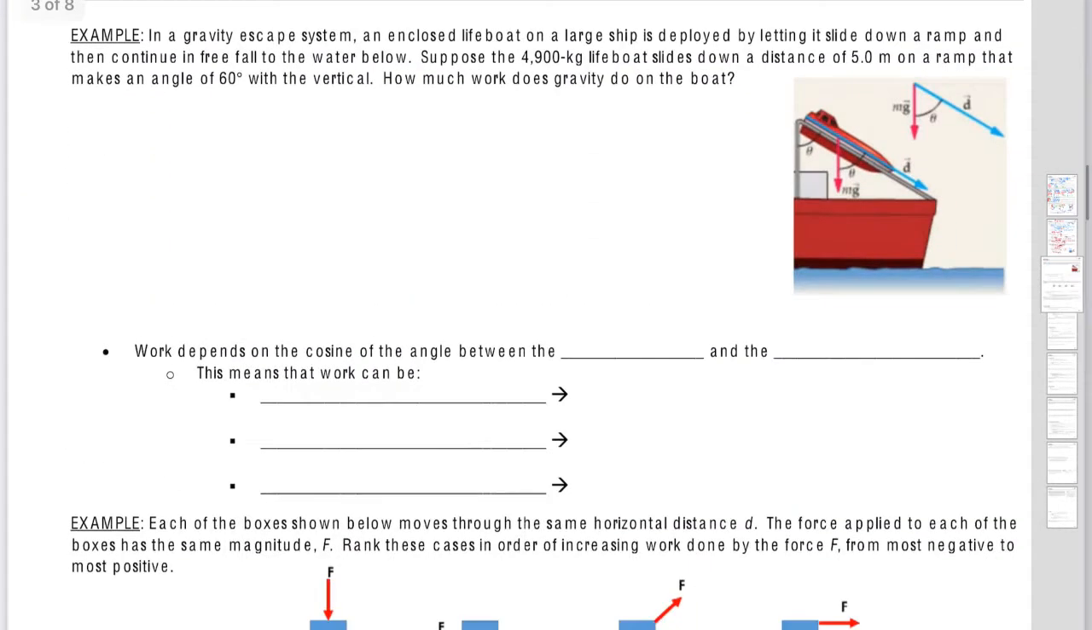Here is a quick example of a lifeboat, a safety boat, being dropped into the water. It's sliding down a ramp and then continues to free fall. Suppose a 4,900 kilogram lifeboat slides down a distance of 5.0 meters on a ramp that makes an angle of 60 degrees with the vertical. How much work does gravity do on the boat? And so now we're just going to use that F delta x equation.